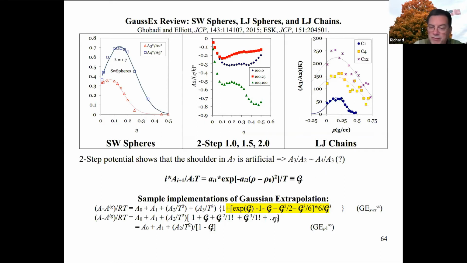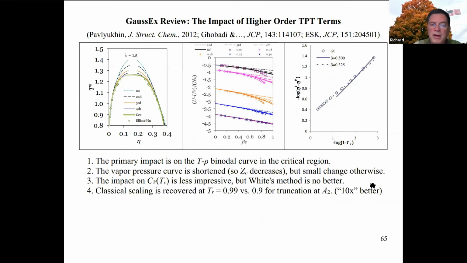And then we can come up with different strategies for summing those. And in the 2015 paper, we show that you can get an exact sum to infinite order for square well spheres. And as you would expect, going to higher order helps to flatten the curve. And we can get to within about 0.99 of the critical temperature this way instead of 0.9, which is what the usual theories do.